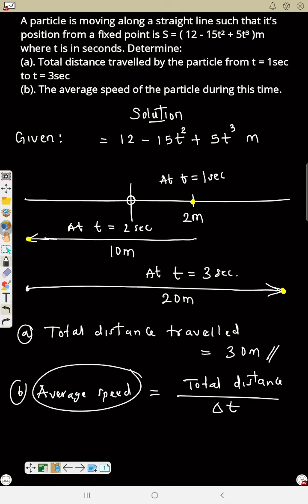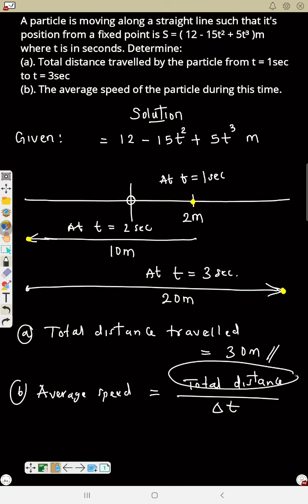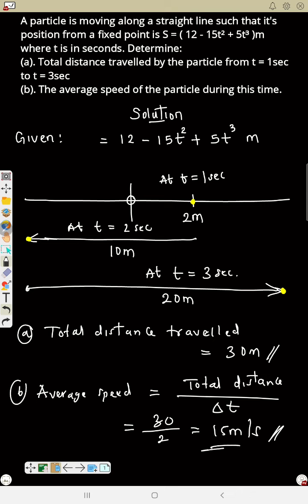Anytime you have average speed, speed is a scalar, so it depends on distance. Average velocity depends on displacement. So in a given interval, average speed is total distance divided by the time interval. So total distance here should be 30 divided by the time interval 2. How do we know the time interval? That is 3 minus 1. So 30 divided by 2, that is 15 meter per second.